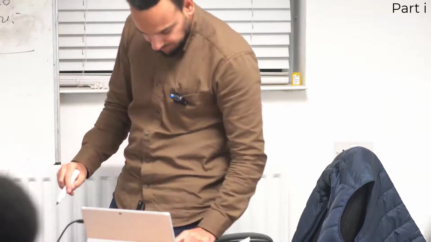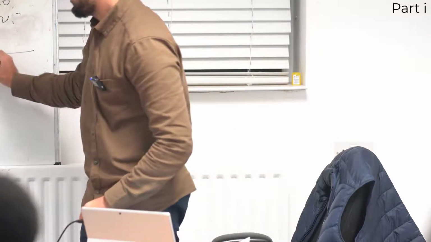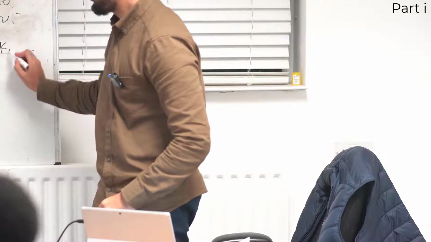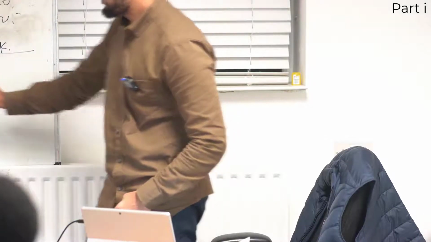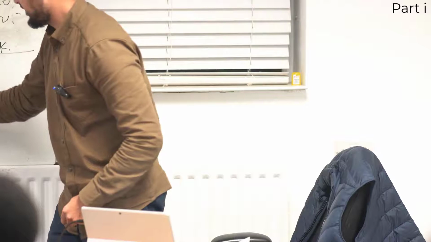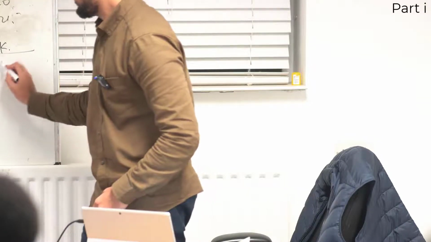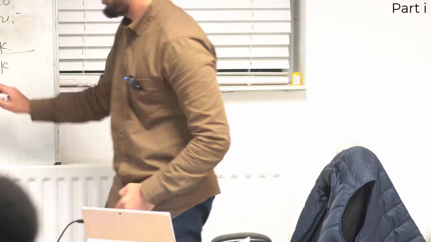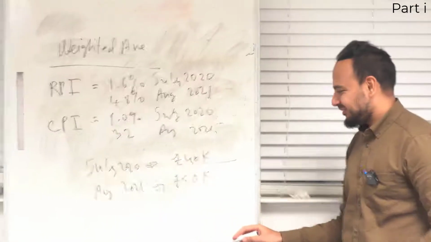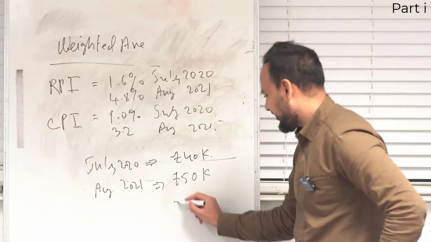Let's say your salary was 40K. And then in August, so that's this 1 year, it's gone up to 50K, right? They give you a pay rise, say, good job, 50K. So what's the percentage increase? It's 25%.